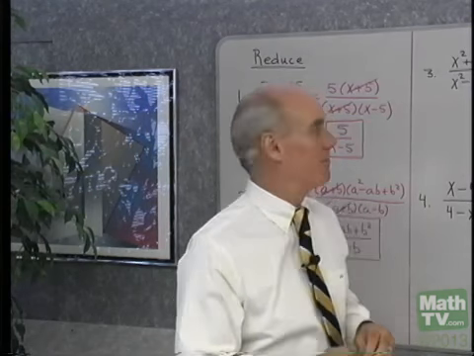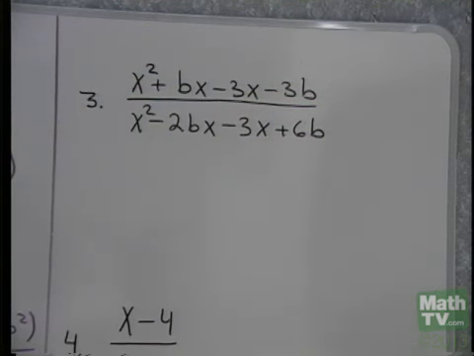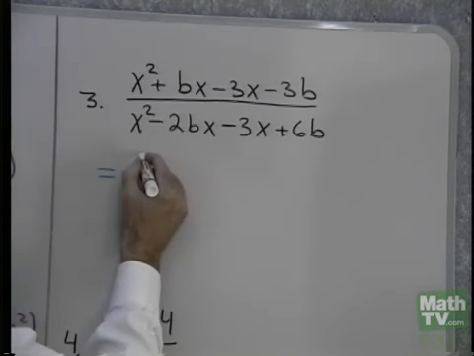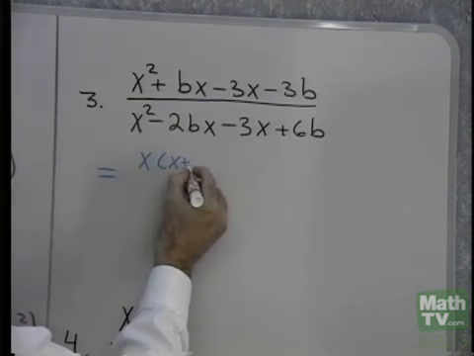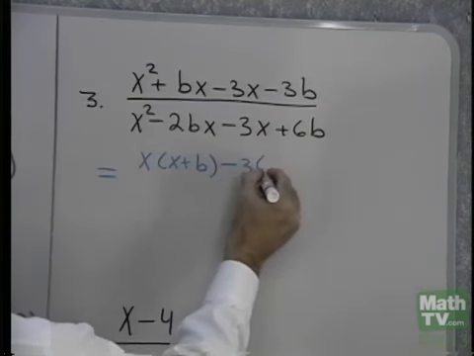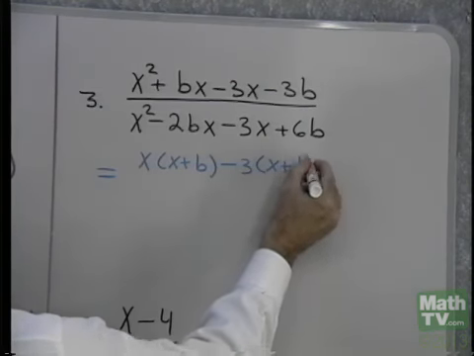Let's look at the next problem. Here I'm going to have to use a little of my factoring by grouping. So what I'm going to do is start by factoring an x from the first two terms in the numerator. What's left is x plus b. Out of the second two terms, I'm going to factor a negative 3. What's left is x plus b.